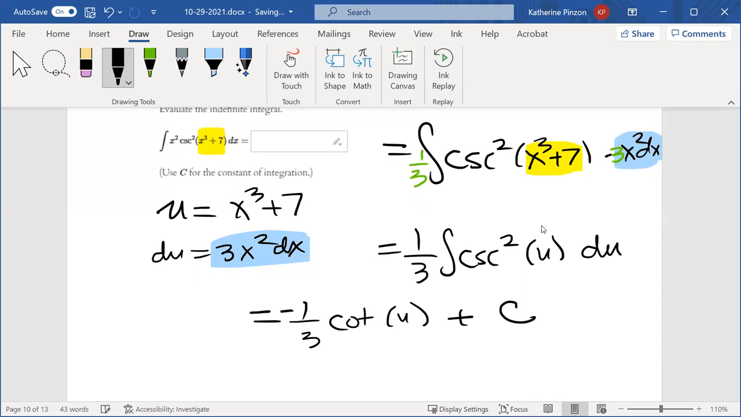Plus c. You started with x's, so you should end with x's. Cotangent of x to the 3rd plus 7, plus c.